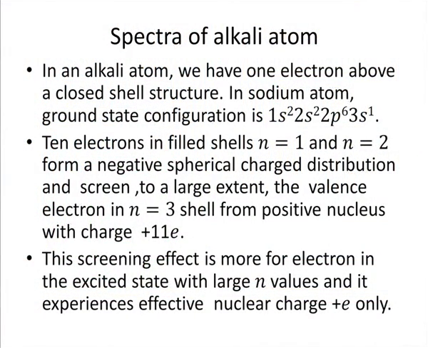Spectra of alkali atoms. In an alkali atom, we have one electron above a closed shell structure. In sodium atom, ground state configuration is 1s2, 2s2, 2p6, 3s1, and 10 electrons in filled shells n equal to 1 and n equal to 2 form a negative spherically charged distribution and screen to a large extent the valence electron in n equal to 3 shell from positive nucleus with charge +11e.